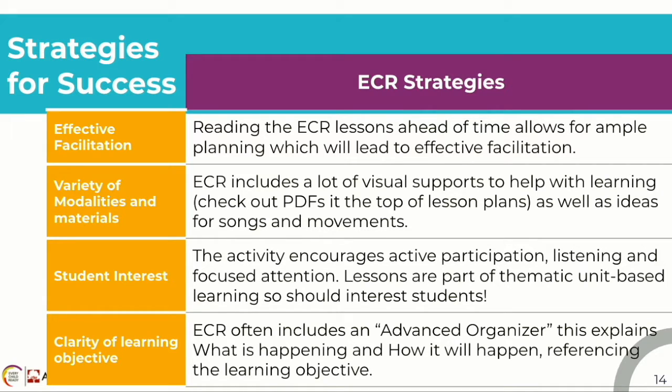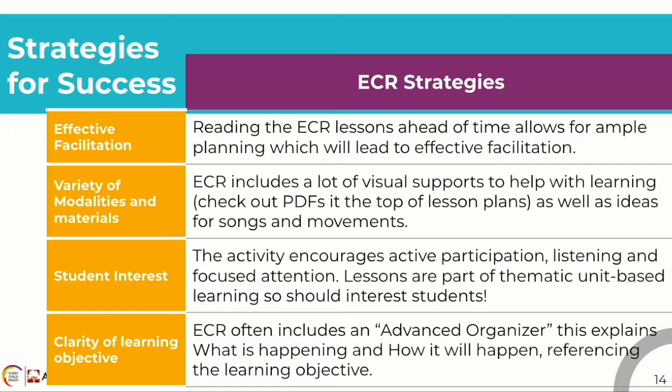ECR embeds a lot of strategies that lead to highly effective instructional learning formats. For example, effective facilitation requires that the teacher includes all students in the learning process. Reading the ECR lessons ahead of time, this is a common theme, y'all, allows for ample planning, which will lead to effective facilitation. ECR includes a lot of visual supports to help with learning. Check out the PDFs at the top of lesson plans. This is where they have graphs, charts, lots of other things, as well as ideas for songs and movements to help encourage a variety of modalities. In ECR lessons, the activity often encourages active participation, listening, and focused attention.